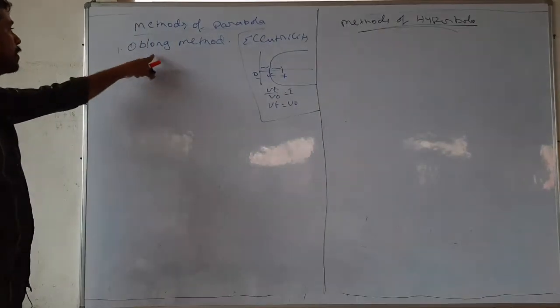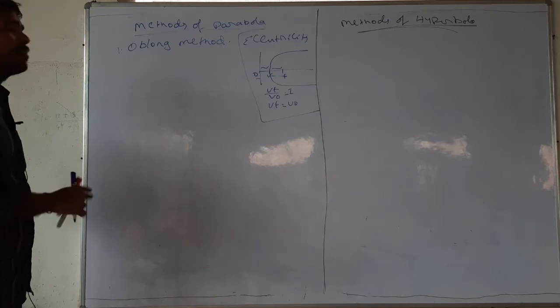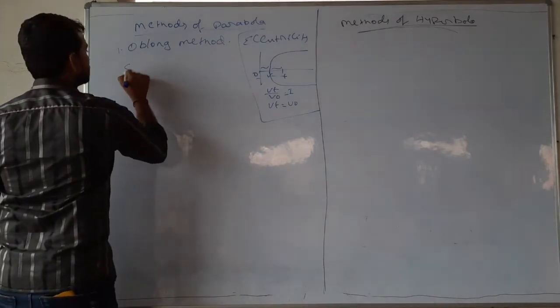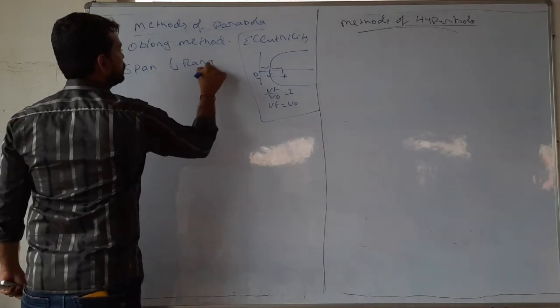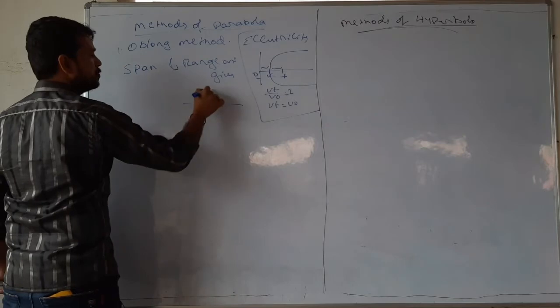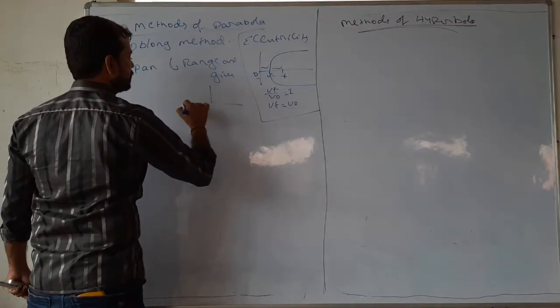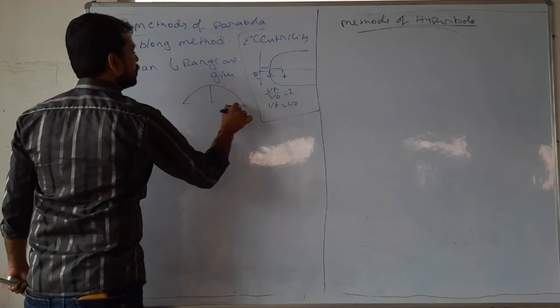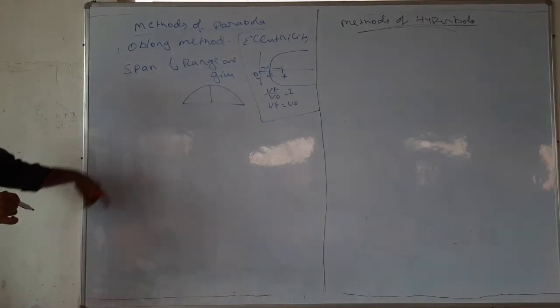The main thing is the oblong method. You use the oblong method to draw a parabola whenever the span and range are given. Span means the length, range means the highest altitude. Whenever the span and the height are given, you can use the oblong method to draw the parabola. Here also there are certain limitations.